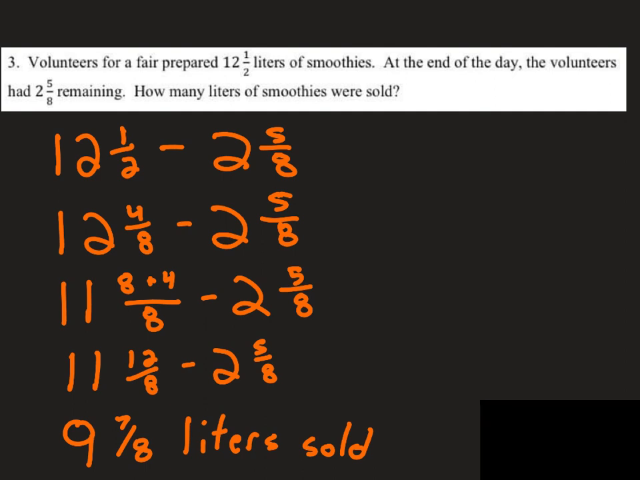So we have 11 minus 2 is 9, and the 12/8 minus the 5/8, remember they are eighths, they stay eighths. We just said 12 minus 5 is 7 of them. So we have 9 and 7/8 liters of smoothie sold.